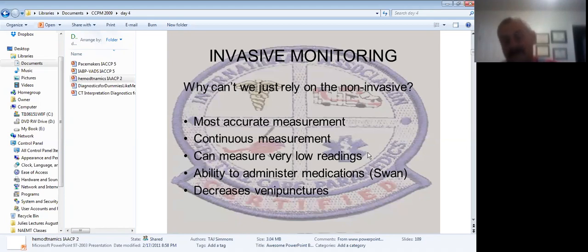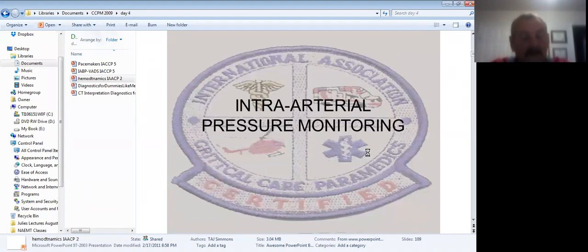So, when you're giving alpha agonists for any great length of time, the reality is to get an accurate blood pressure, you almost are required to have invasive monitoring, especially if you're going to have the patient for any length of time. And then, of course, the ability to administer medications through a SWANS, and also through a SWANS, the ability to decrease the number of venopunctures on the patient. All of these are indications and reasons that we would use invasive monitoring.